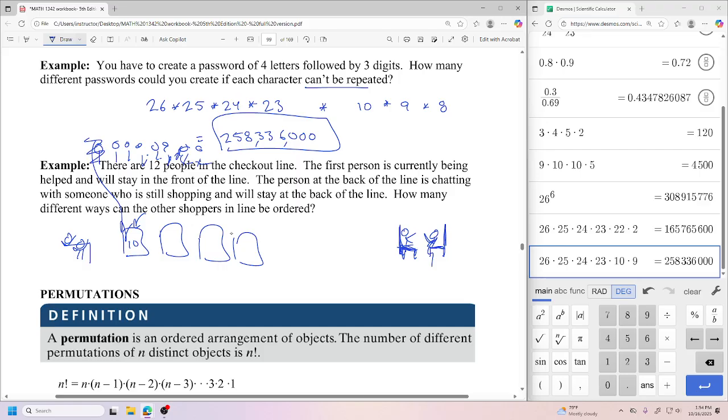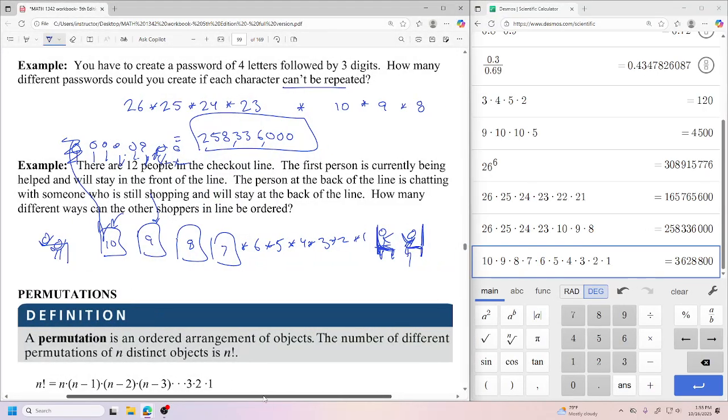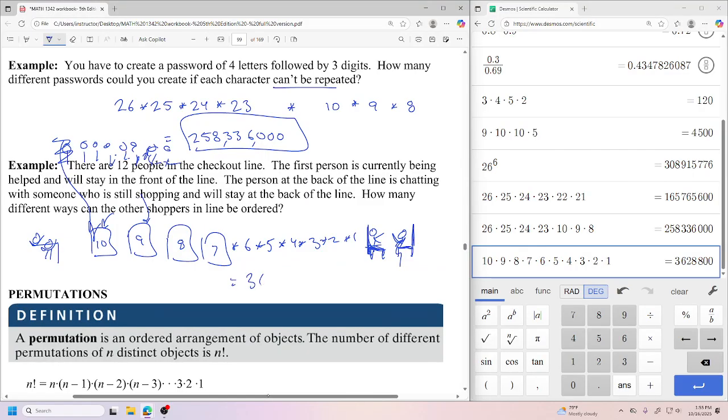And he's not counted anymore. I have to fill this slot. How many options do I have now? 9, and then 8, and then 7, and then 6, 5, 4, 3, 2, and then finally only one option because he's the last person. Start multiplying. There you go. So you multiply them all out. 3, 6, 2, 8, 8, 0, 0. Ta-da!